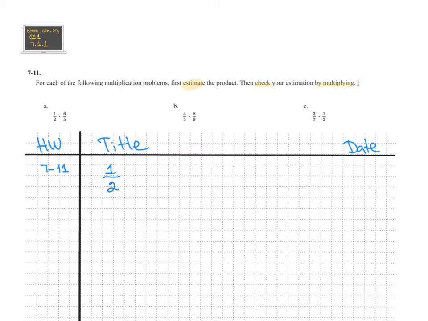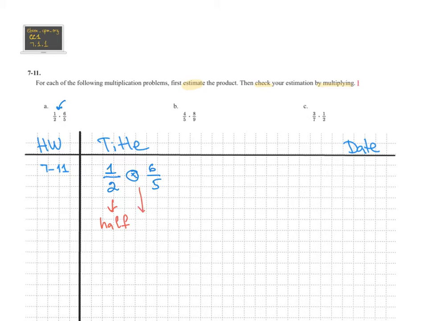So right now, 1/2 times 6/5. Notice I'm using a little x for times, but you could also use the dot the way the textbook did it, so the way you prefer. Now, if I wanted to estimate, let's take a look at my first number. So my first number looks like 1/2, right? And that's what I'm thinking.